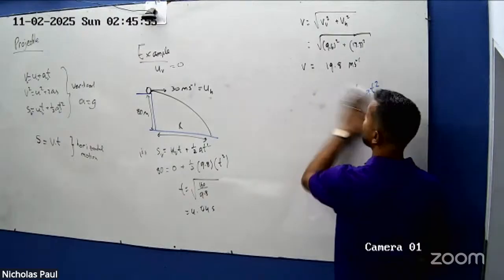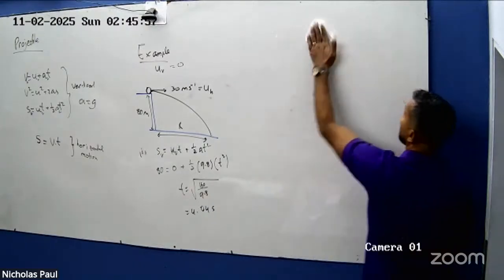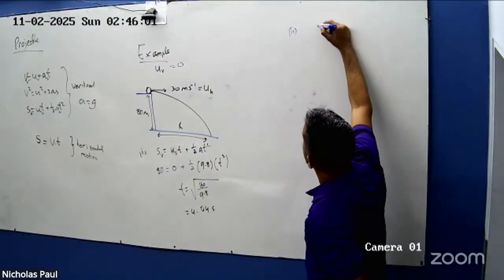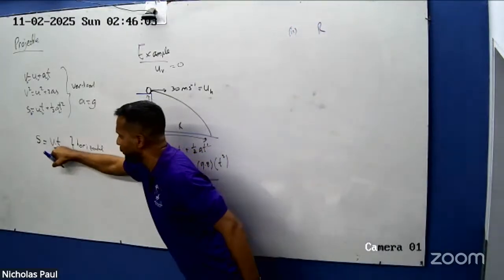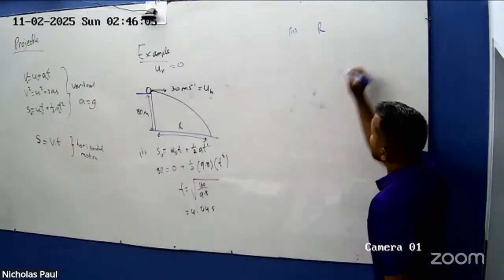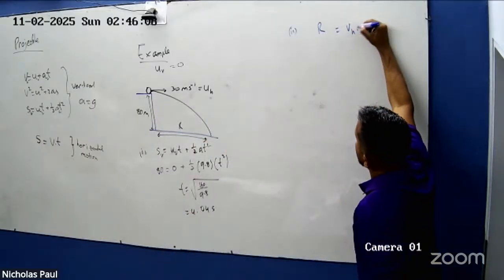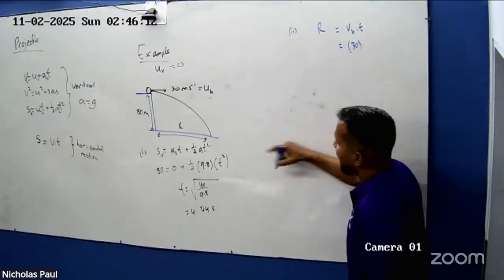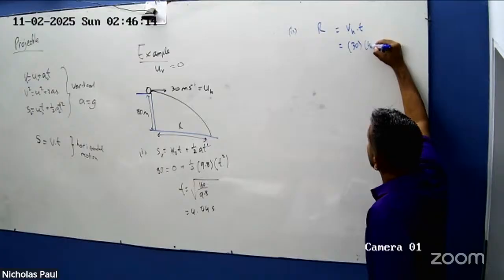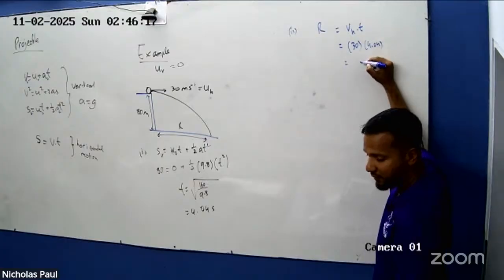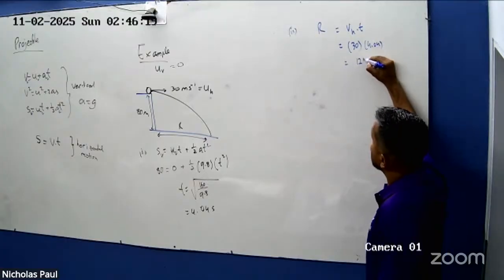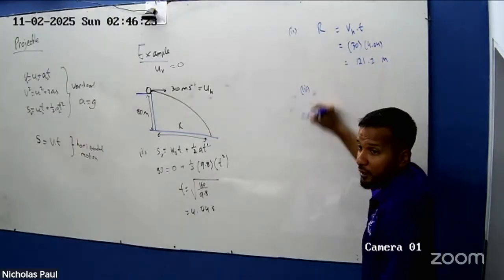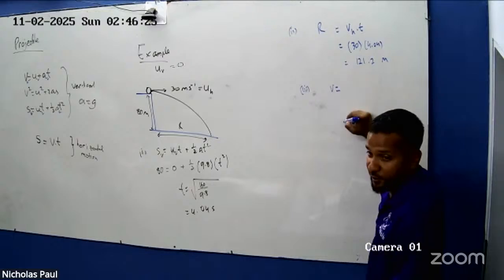Part 2 was what again? Part 2 is to find R. Because it's horizontal, we only have one equation we could use: horizontal velocity times time. Horizontal velocity, we know that's 30, and the time taken is 4.04. How much is that? 121.2.